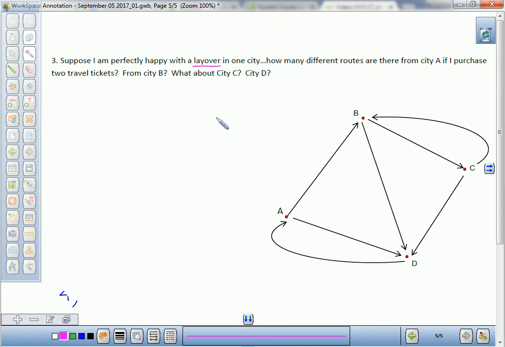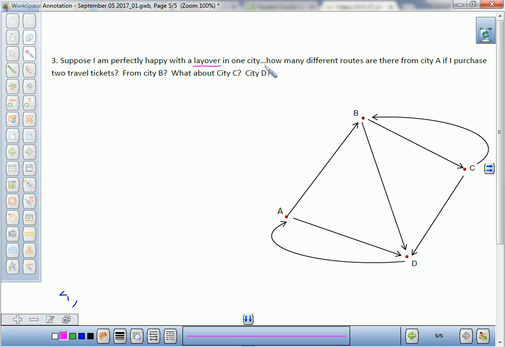Now, suppose you are perfectly happy with a layover. That is not me. I don't enjoy flying because you give up control. I don't enjoy any mode of transportation where I'm not stuck. So I avoid layovers, but sometimes it's not possible. There are some places you can't get to without stopping on the way.